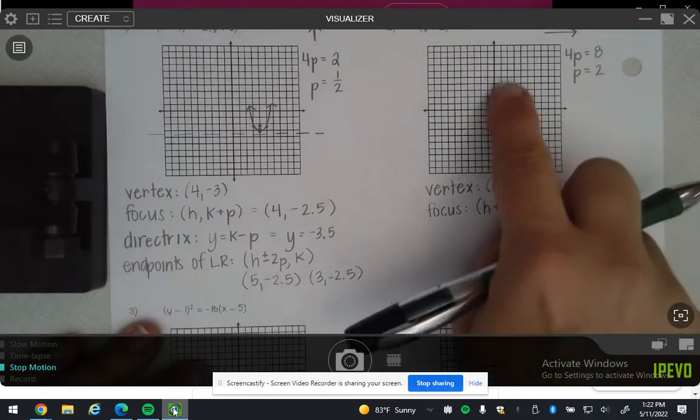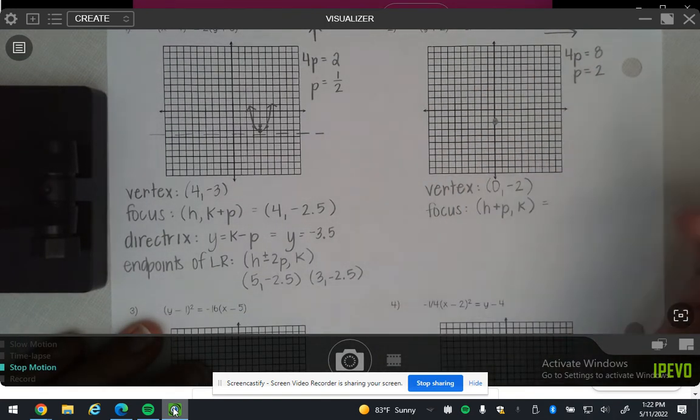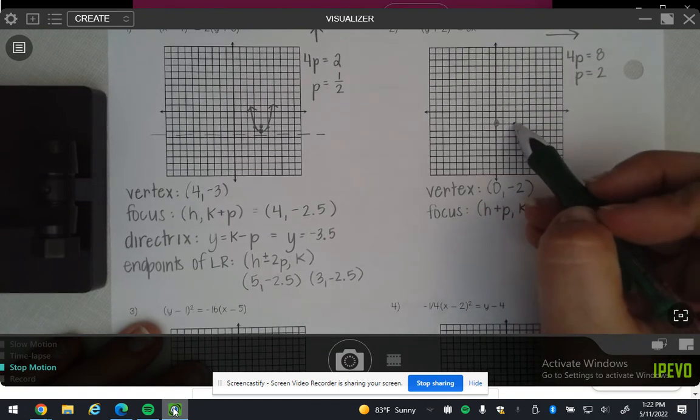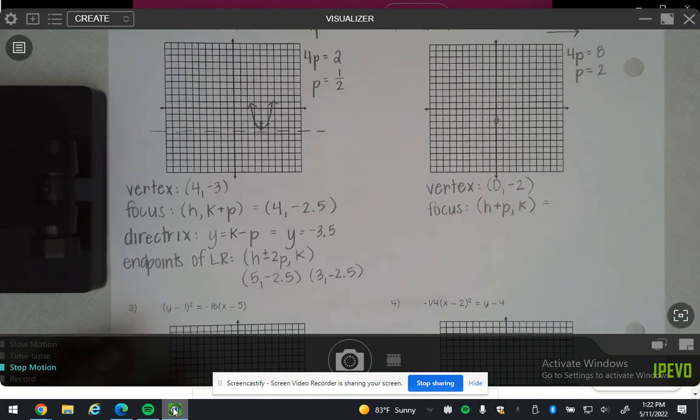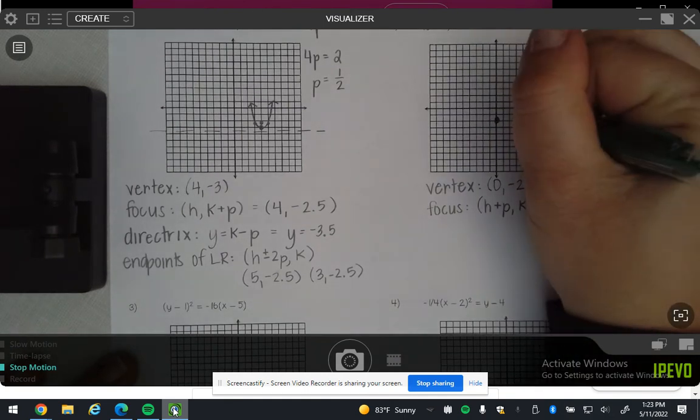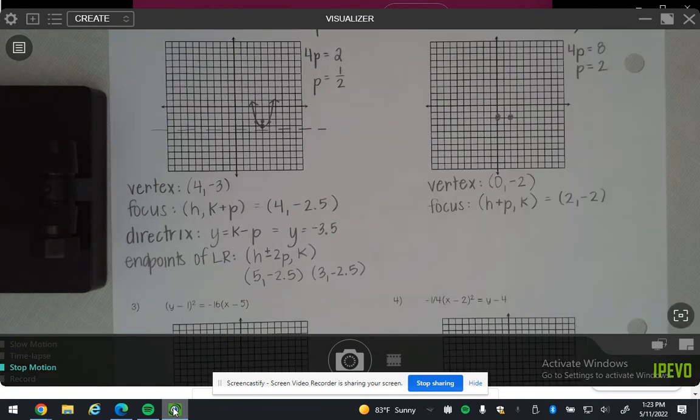Because it opens to the left. You have to visually see it. It opens to the left, so it's going to wrap around this way. And your focus has to be in the middle. So this is 2, -2. There's your focus. Focus is always in the middle.